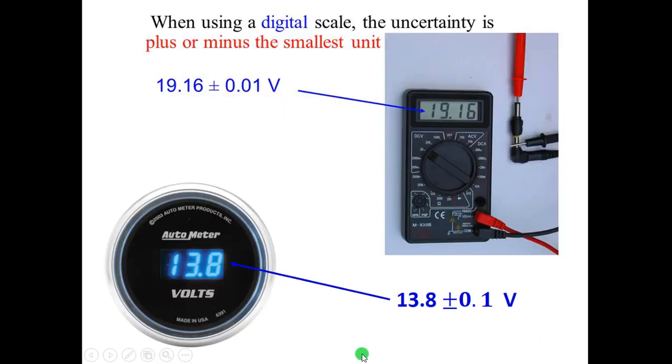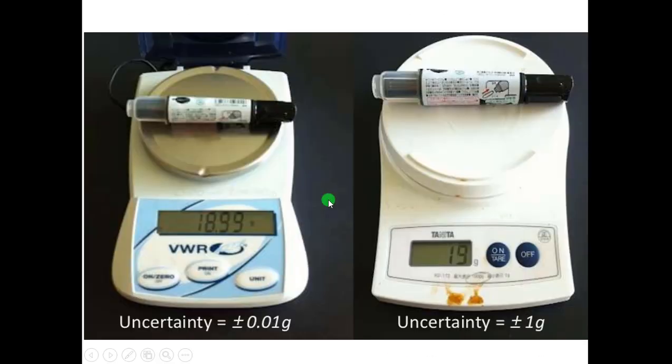And if we have a digital scale, then our uncertainty is plus or minus the smallest unit on the digital scale. For example, this one will be 19.16 plus minus 0.01 volt. For this one, we write it down as 13.8 plus minus 0.1 volt. For this electronic balance, the uncertainty can be read up to 0.01 gram. For this one, it can only be read up to 1 gram, the smallest unit on the digital scale.